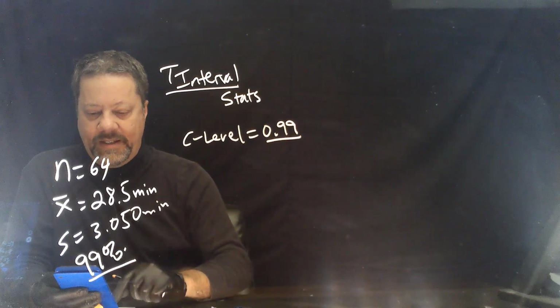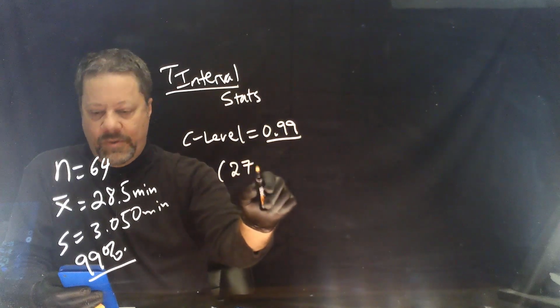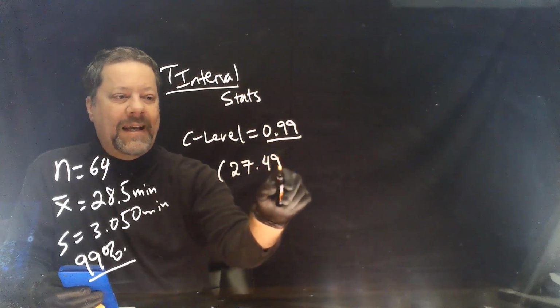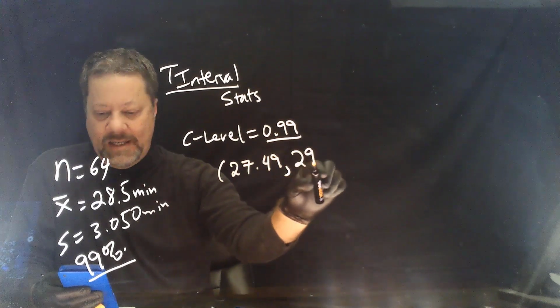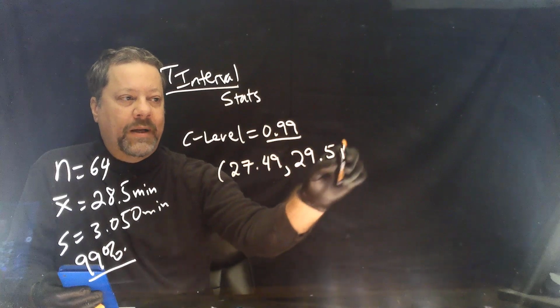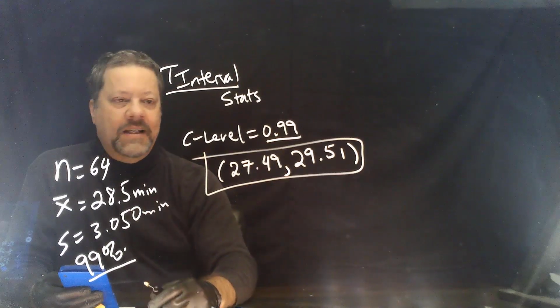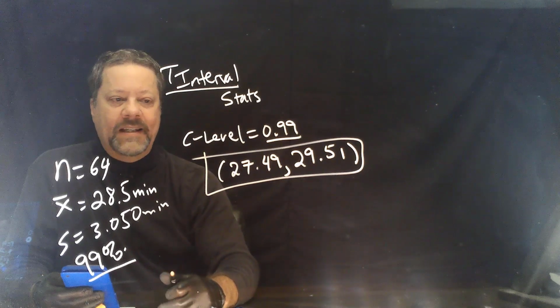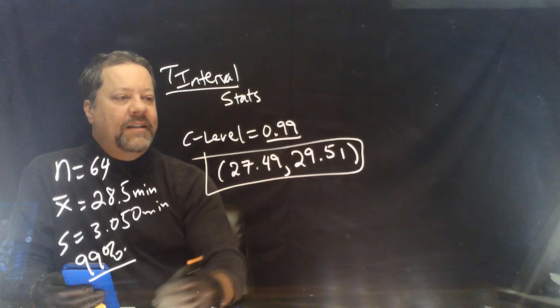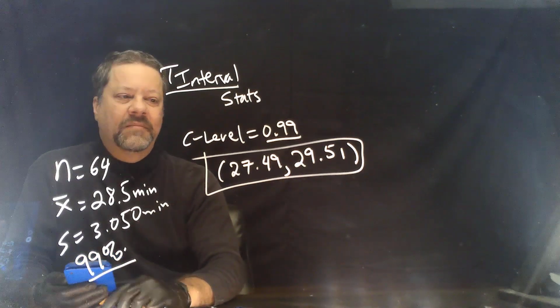So how big is the interval? 27.49 minutes to 29.51 minutes. This gives us a 99% confidence interval. Whatever the mean completion time is, it will lie somewhere within this interval with 99% confidence.